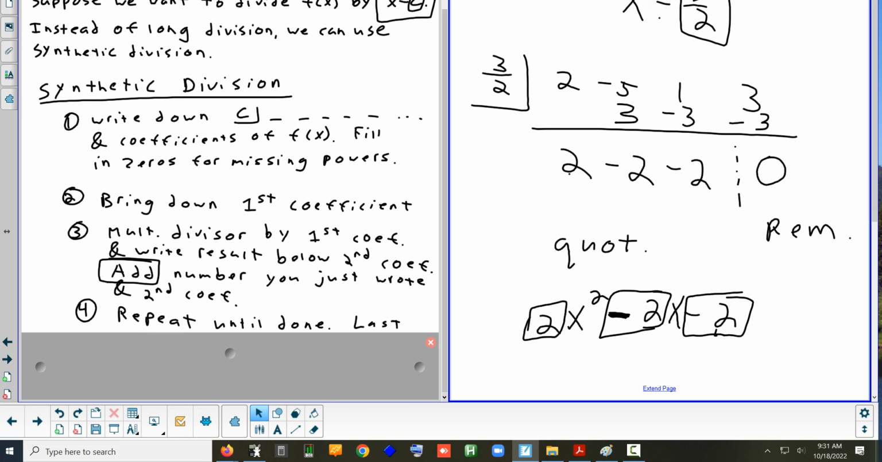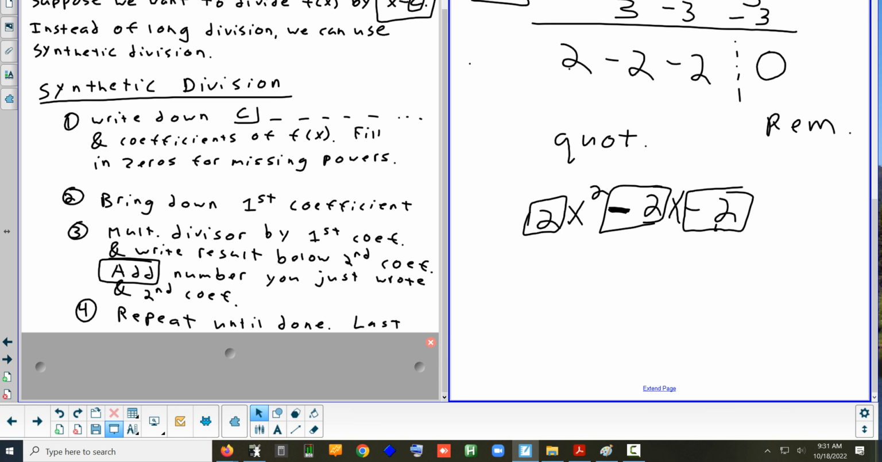These three numbers are the coefficients of the quotient. This is the constant. This is the number in front of x. This is in front of x squared. The next one would be in front of x cubed. X to the fourth, x to the fifth, x to the sixth. Those are your coefficients. And 0 is the remainder. Yep.